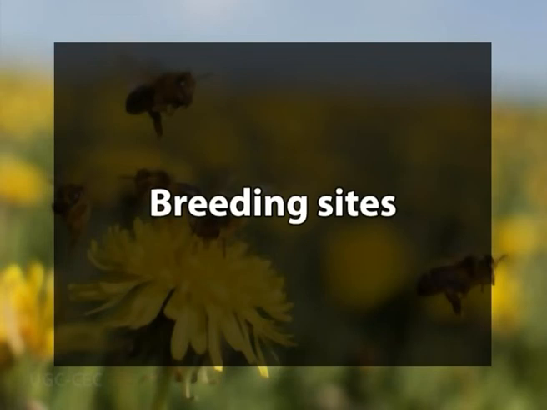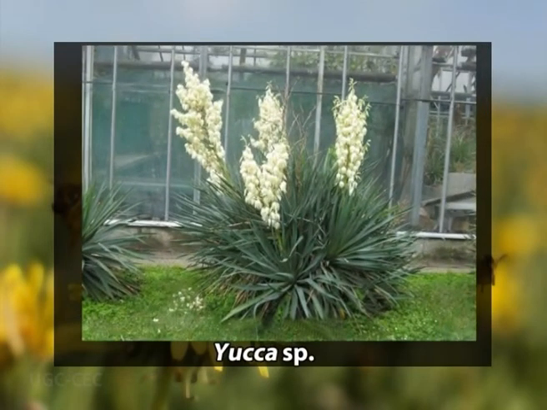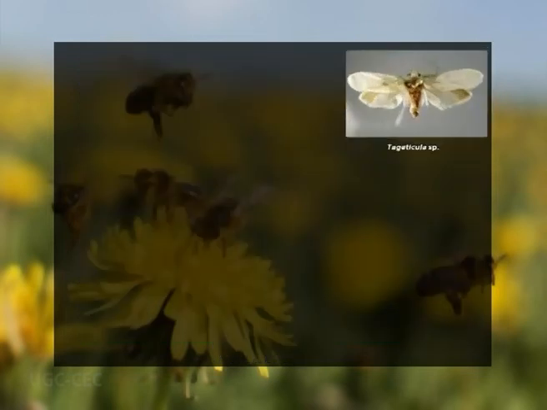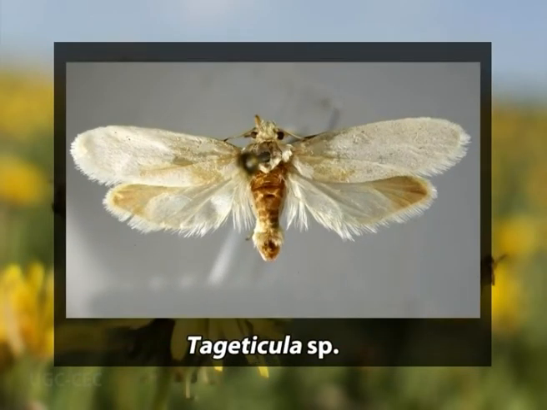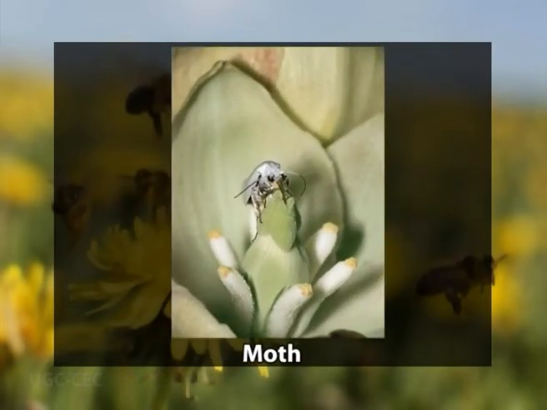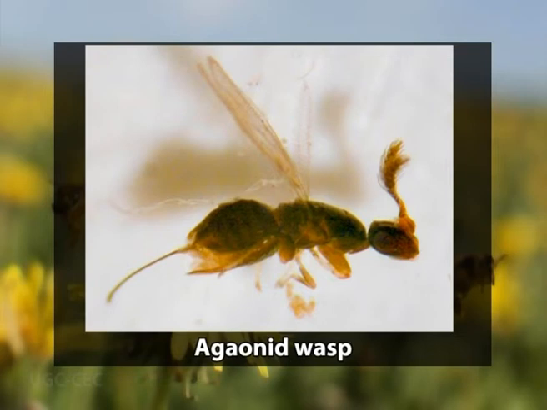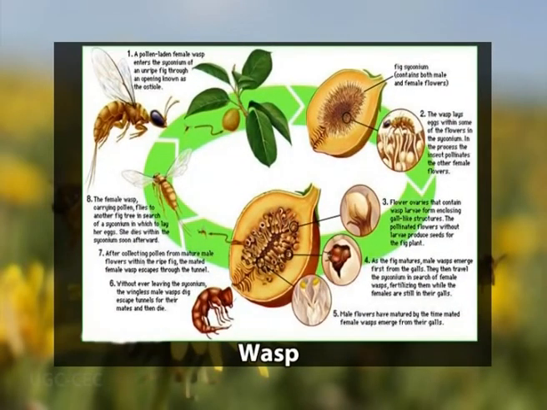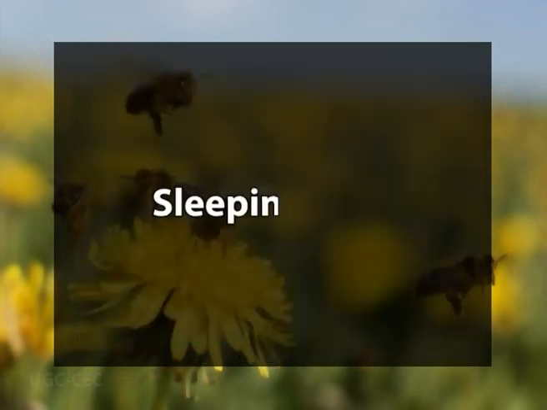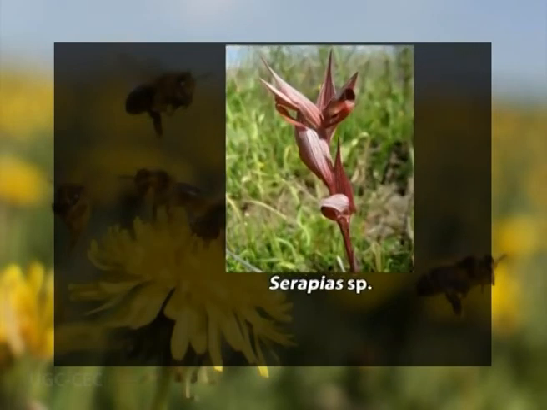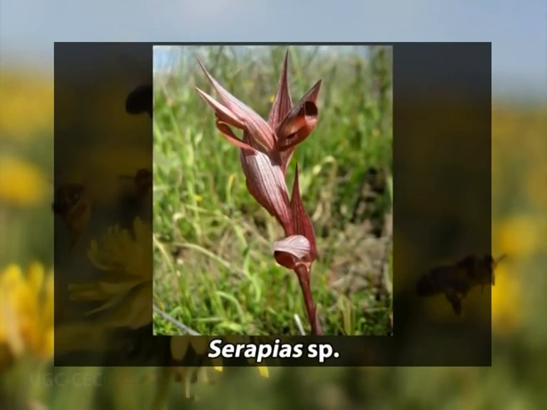Breeding sites. The flowers of yucca provide brood chambers for its moth pollinator Tegeticula, which deposits its ovipositor in the yucca flower. The larvae of this moth can develop only inside the yucca flower, and yucca is only pollinated by this moth. Similarly, agaonid wasp uses the special hypanthodium inflorescence of fig as a breeding site and pollinates the fig flowers.